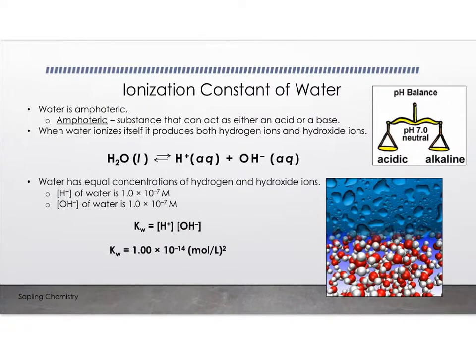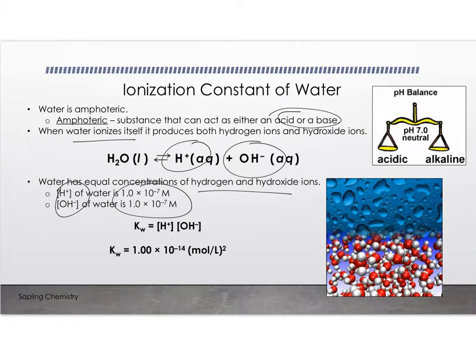Water is extremely important within acid-base chemistry because it's amphoteric. That means it can act as either an acid or a base. So whenever water ionizes, it can produce both H+ ions and hydroxide ions, because H+ and OH- together cause the solution to be neutral. So water has equal concentrations of H+ and OH-, so then we can relate those concentrations, which is a pH of 7, to the hydrogen and hydroxide concentrations of 1.0 times 10 to the negative 7th.